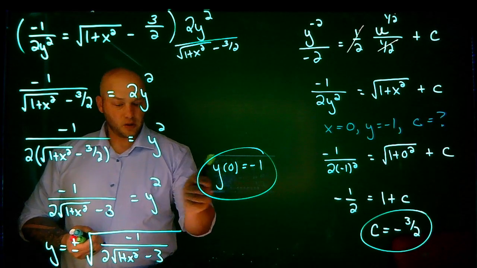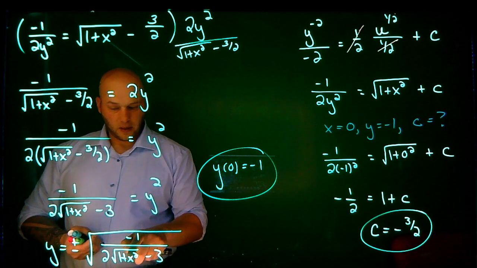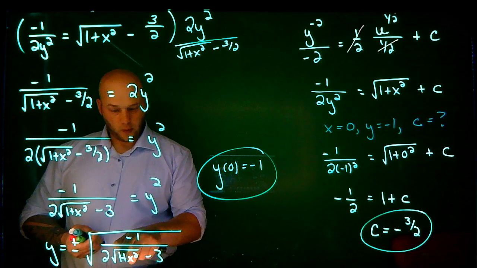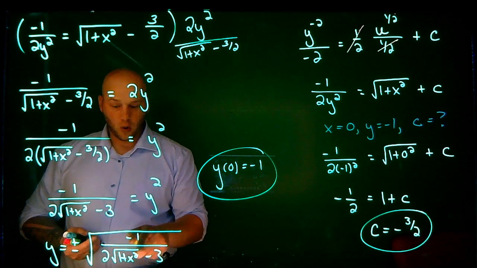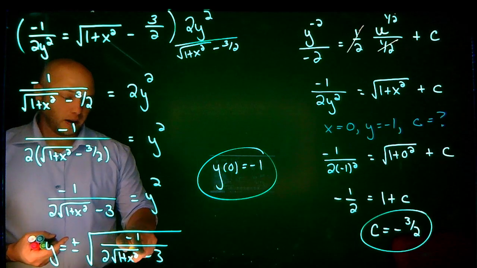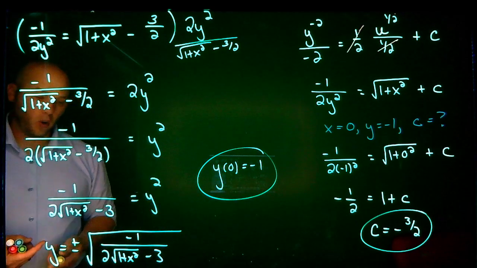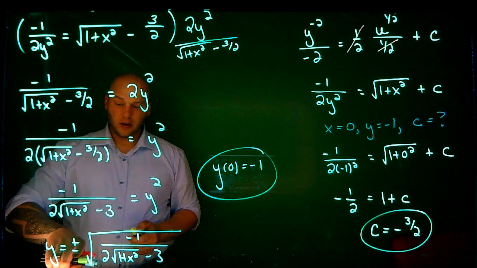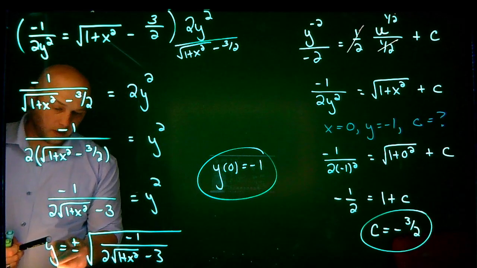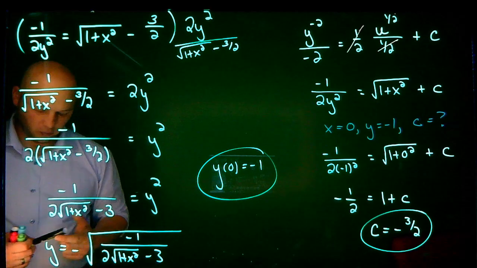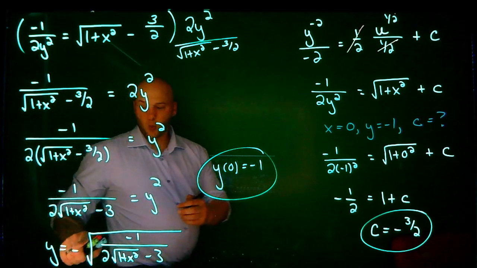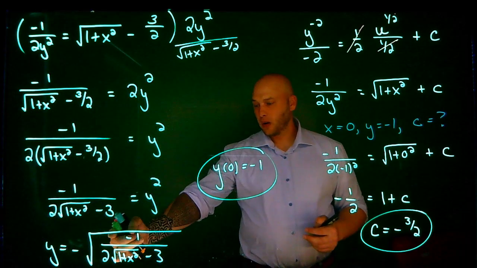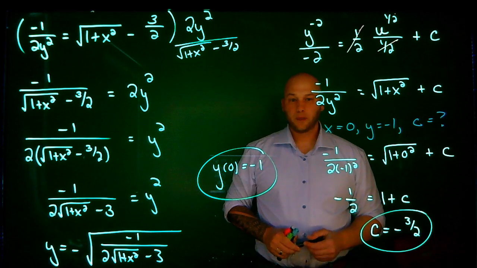If I plug in 0, I would have in the denominator 1 plus 0 squared, which is 1. The square root of 1 is 1. 2 times 1 is 2. 2 minus 3 would be negative 1. Negative 1 over negative 1 is positive 1. So therefore I need a negative out front. And that tells me that my explicit solution to the original differential equation is y is equal to negative square root of that expression. Okay.